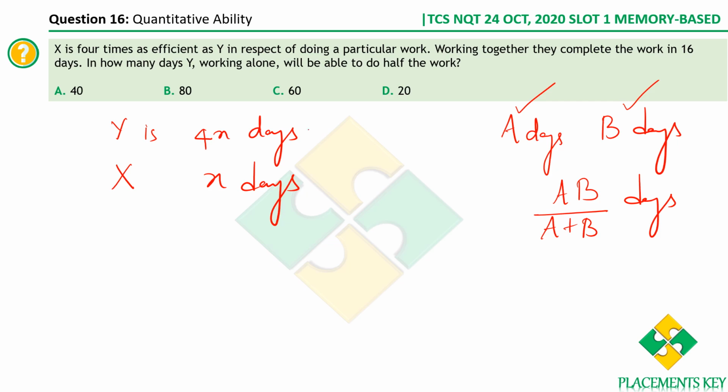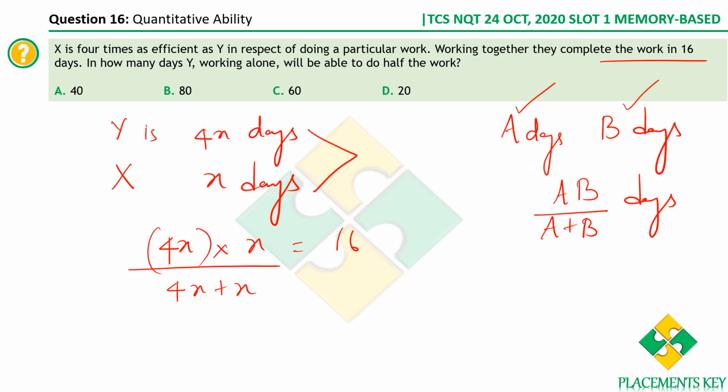So here, since they are working together, let's substitute in this formula. How much time should they take? 4x into x divided by 4x plus x, and that value is given as 16 days. Now we can simplify this and get the value of x. We have 4x square by 5x is equal to 16. x gets cancelled, and then 4 ones are 4, 4 fives are 20. So x is equal to 20 days.